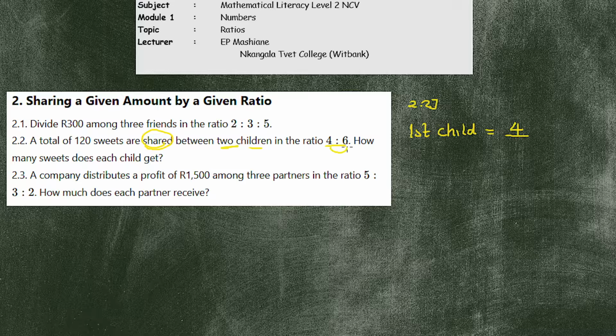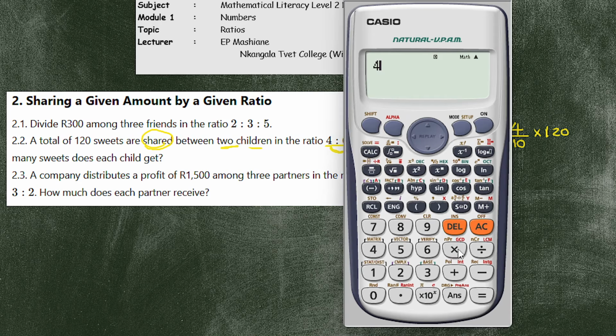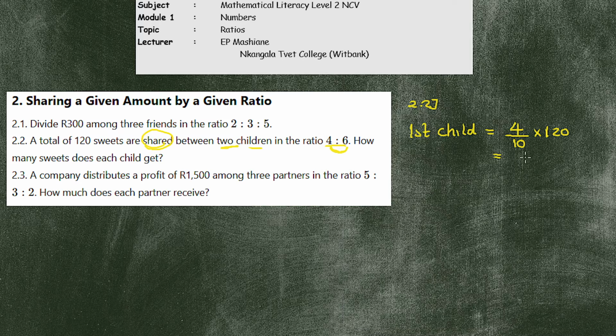Then I'm going to add the 2 ratios to get the denominator for this fraction. That's going to be 10 multiplied by 120. We are sharing 120 amongst the children. So it's going to be 4 over 10 multiplied by 120. I'm getting 48 sweets.